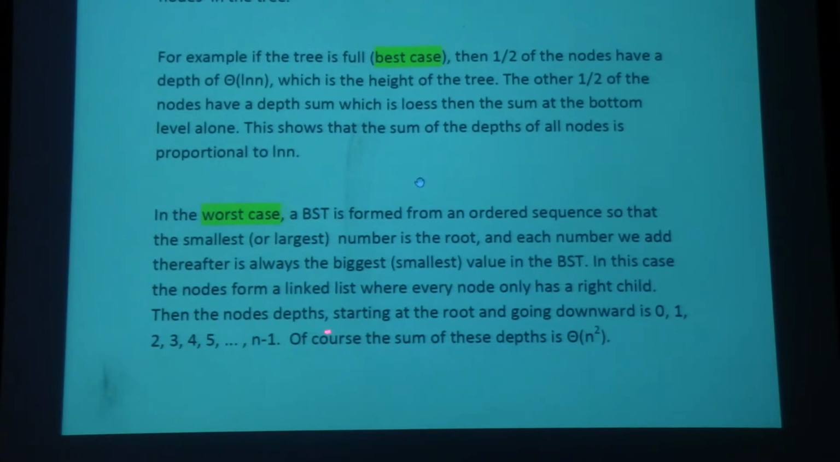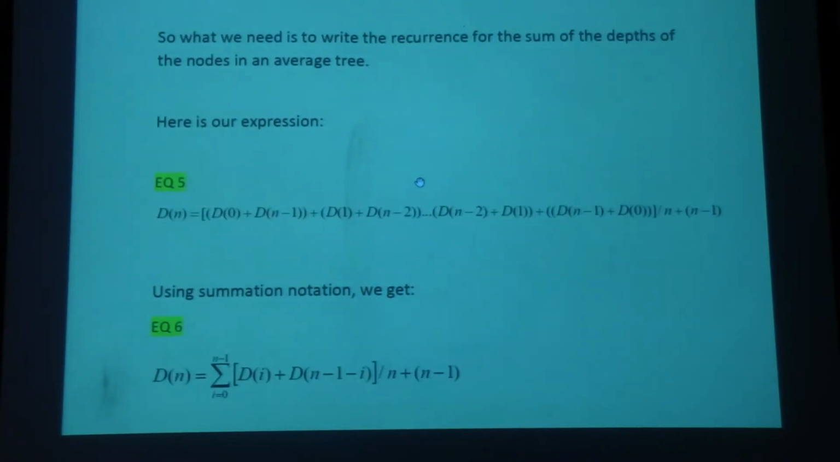The depth of the nodes starting at the root going downward is 0 for the root, 1 for the first child, 2, 3, 4, 5, up to n minus 1. And of course, the sum of these depths is theta n squared. So you can see this is the worst case, and then here we have the best case. So where's the average case?